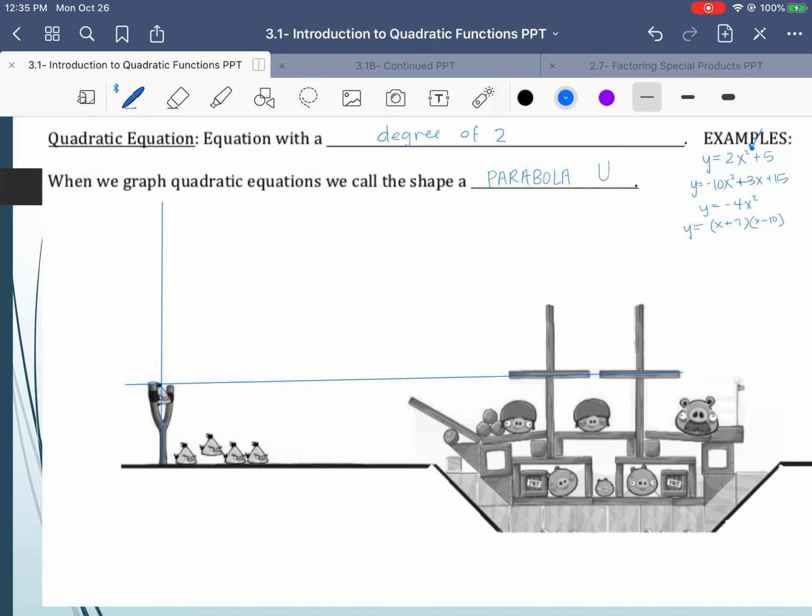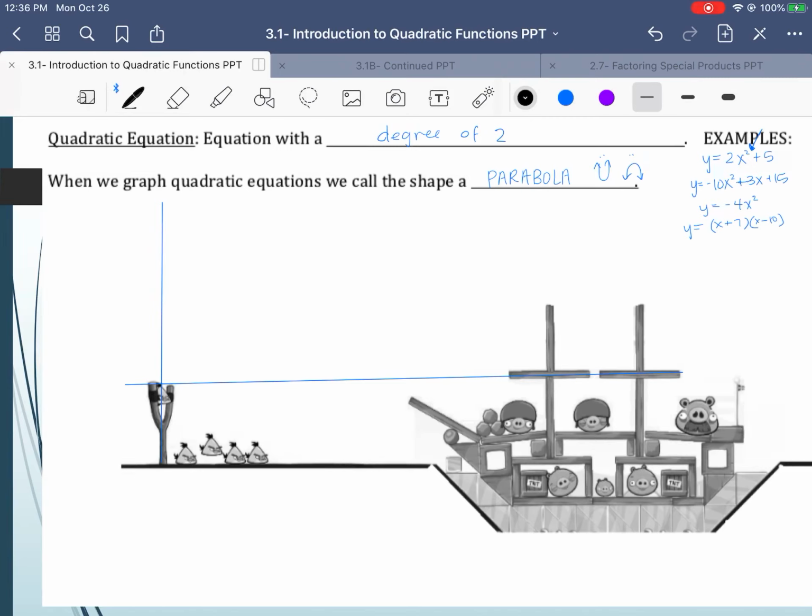Okay, now the U-shape can either open up, in which case it looks like it's smiling, or it can open down, in which case it looks like it's frowning. Their behavior is very similar to what we'll see with transformations in an absolute value function. But they do differ. If I shoot this bird and I want it to land over here to the right, because of gravity, what goes up must come down.